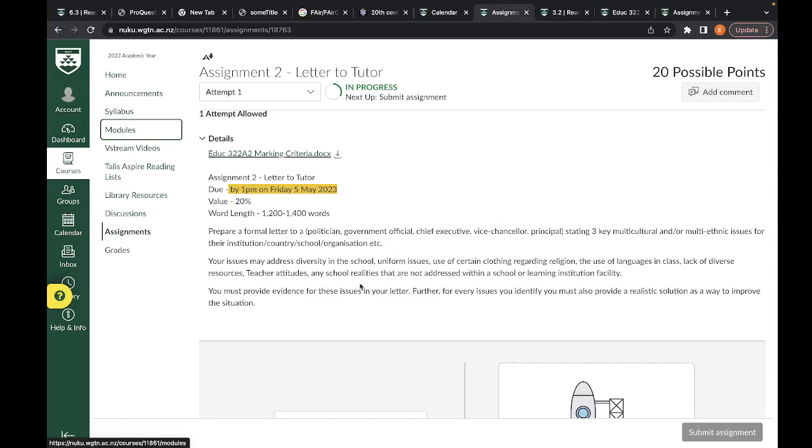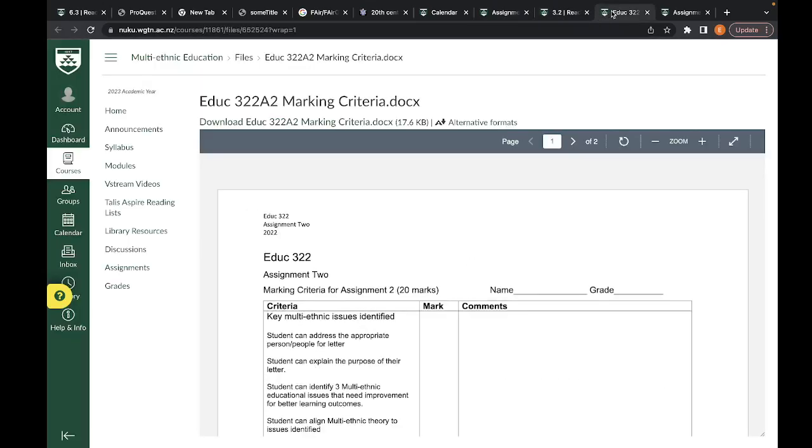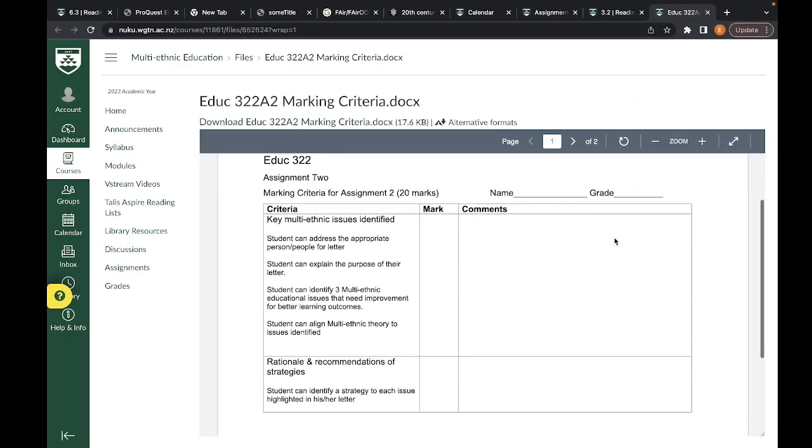Now, outside of just using this, I would say also look at the marking criteria. Right here, it basically splits this up into two parts. You have to have identified the issues correctly, and you have to address the person correctly, and you have to basically persuade the reader, right?